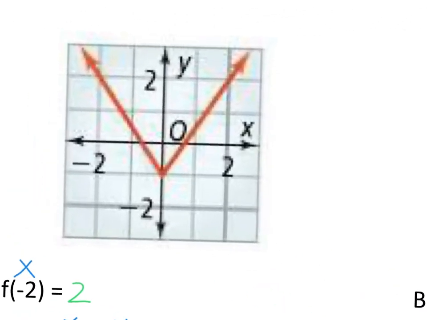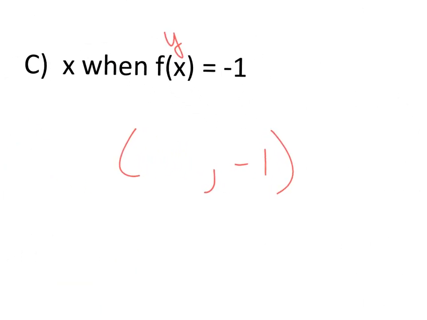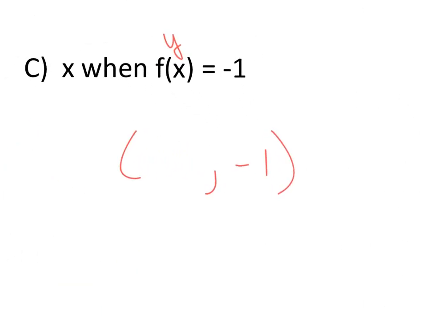Okay, now you've got to be careful here, because now we're talking about the y-axis. When y is negative 1, what's your x value? Well, this coordinate point right here would be 0, negative 1. So your x value would be 0. So I'm coming over here, and we're going to put 0 in that position. Or you can say that x equals 0. I don't care which way you do it.